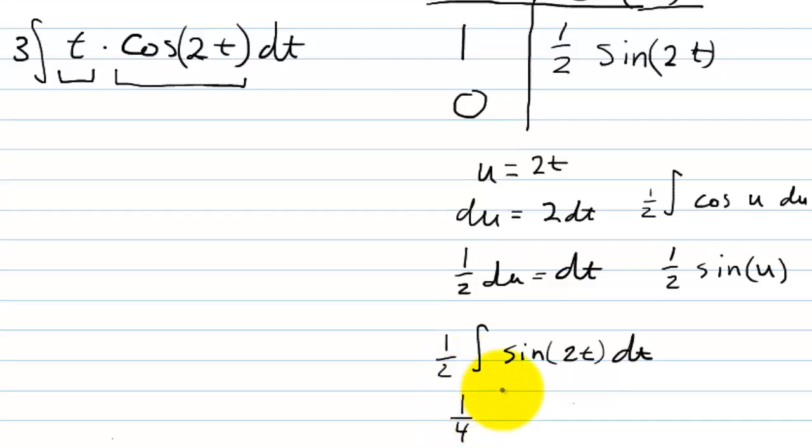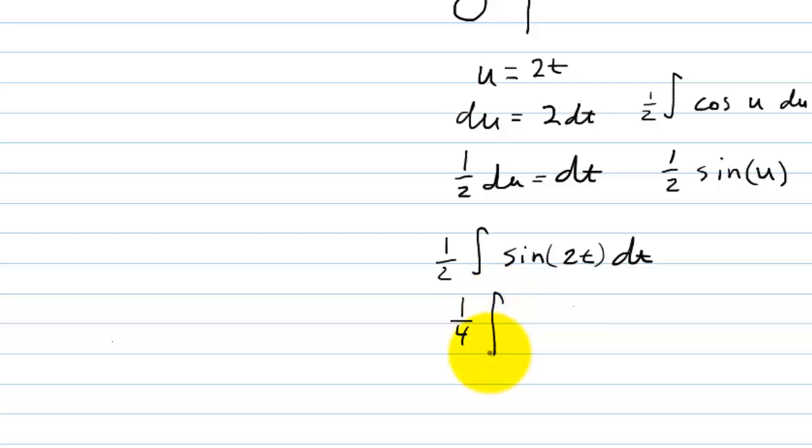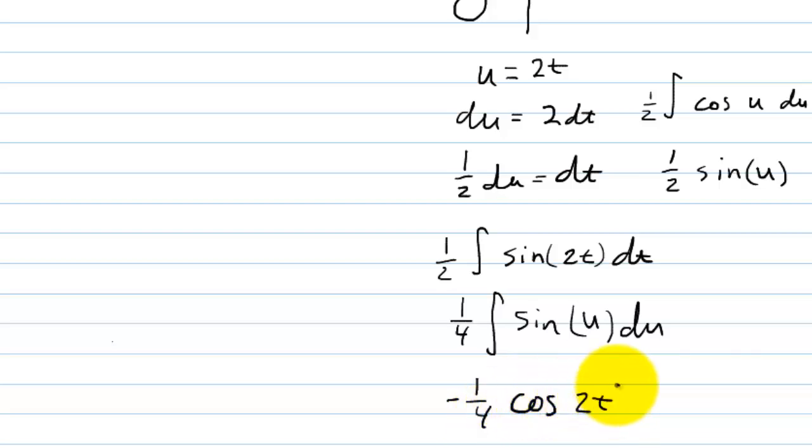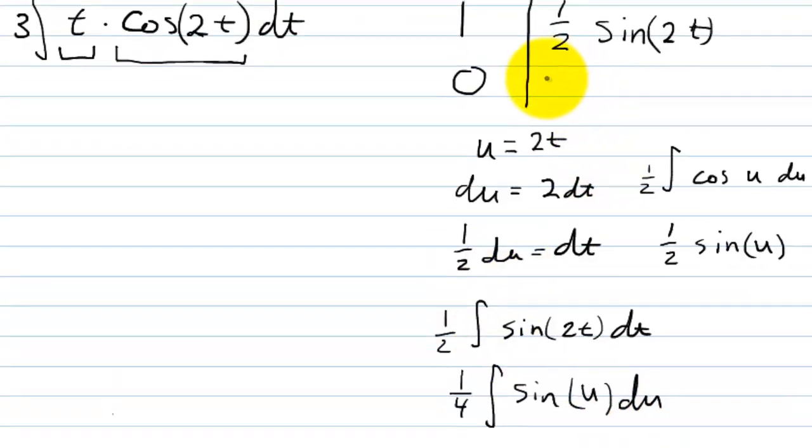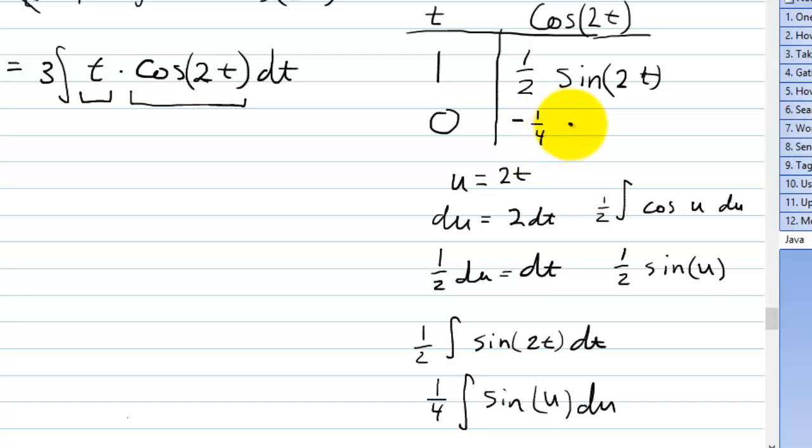1/4 the integral of sine u du. And so the integral of sine, you're going to get negative 1/4 cosine 2t. And again, you're not going to put a plus c here. So this is going to be equal to negative 1/4 cosine 2t.